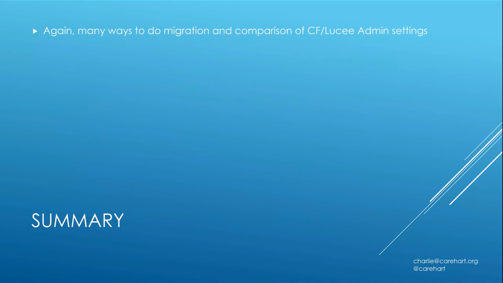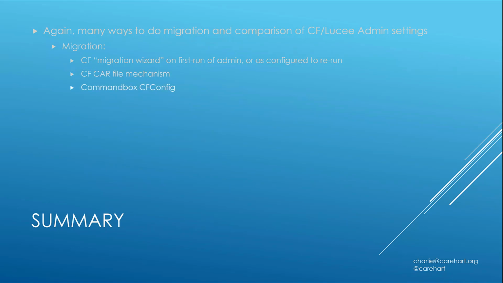So there are many ways to do the migration and comparison of both CF and Lucee admin settings. Remember, for migration, we've got the migration wizard, which can either run automatically or be configured to rerun. We've got the CAR mechanism to export or import any setting you want. It is available in CF11 and above on Standard and Enterprise. Prior to that, only on Enterprise.